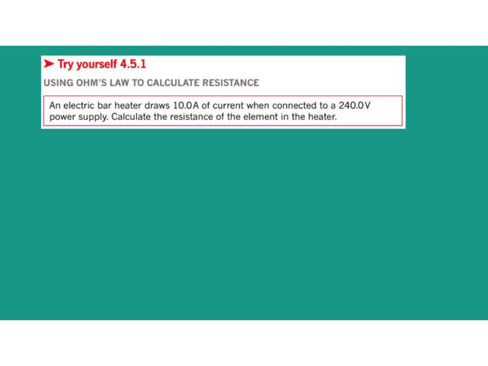Let's try one for ourselves now. Pause the video, give this one a go, and come back for the answer. Okay, so hopefully what we realize here is we're looking for the resistance. And so the resistance is equal to V over I. Here, we are given a current of 10 amps and a voltage of 240 volts. Calculate the resistance. 240 divided by 10, we're going to cancel those out. We get left with 24 ohms.